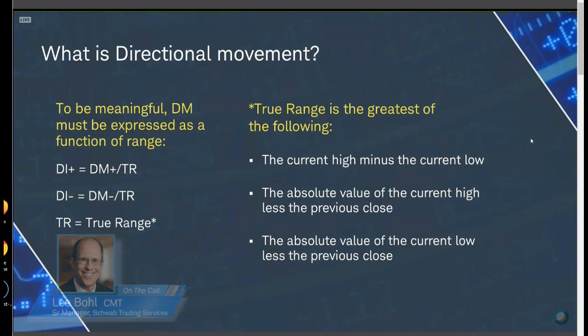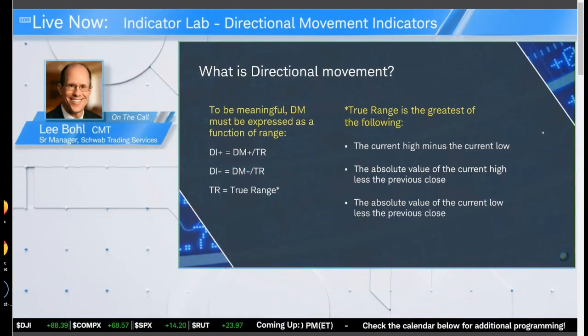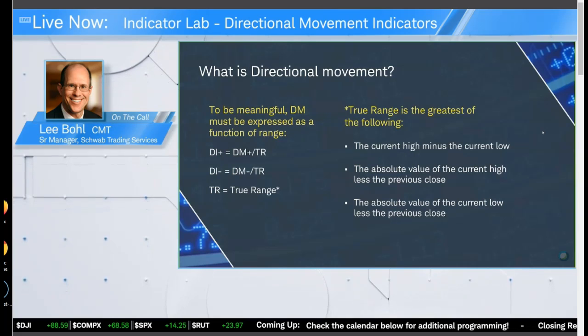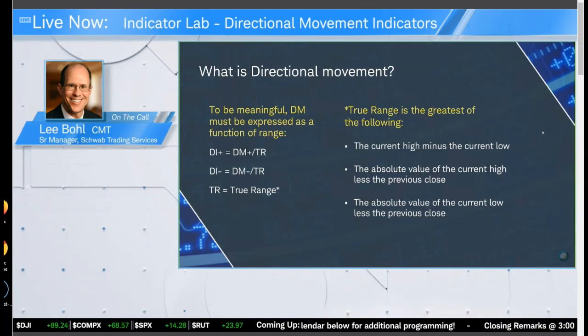Now, obviously, to be meaningful, you have to express directional movement as a function of range. So let's say that you had $1 of directional movement on a stock that usually moves around 25 points a day. Okay, that's one thing. And then consider you have another stock with a $1 directional movement increment a day, but it only moves around generally about 50 cents a day.